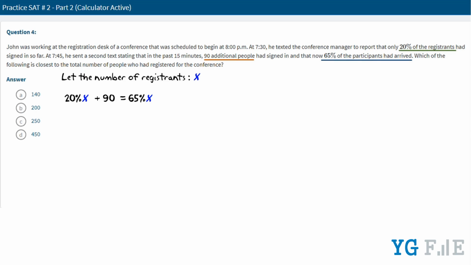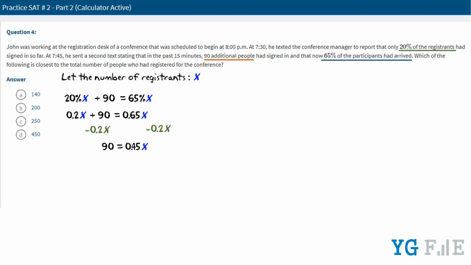So now we have a linear equation for this problem. And to make the calculation easier, we can state the percent as a decimal. So we have 20% is equal to 0.2 and 65% is equal to 0.65. To find x, we can subtract 0.2x from both sides, and 0.2x minus 0.2x is 0. Therefore, we have 90 on the left side, and 0.65 minus 0.2 is equal to 0.45x.